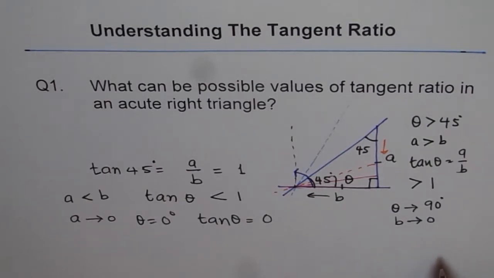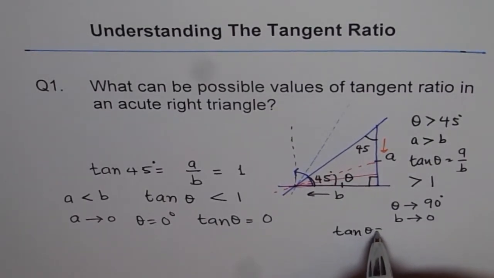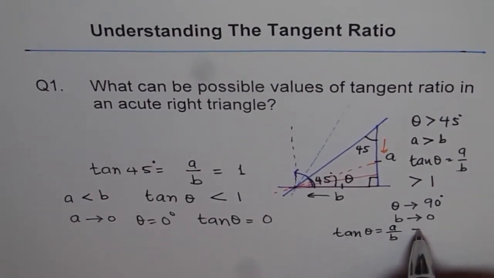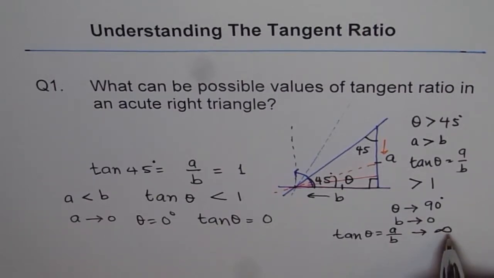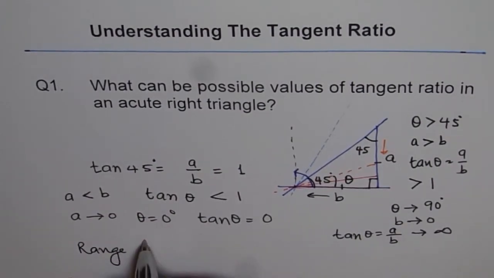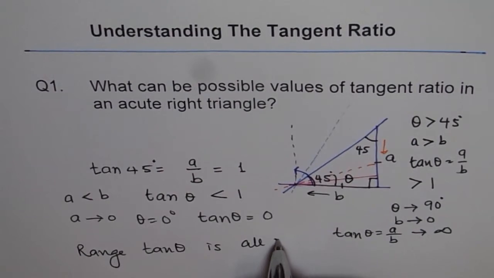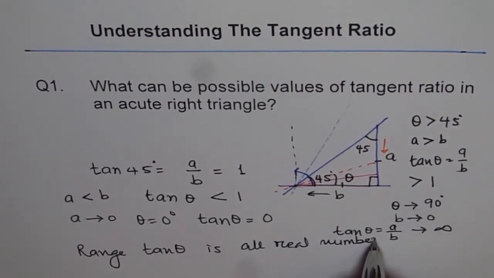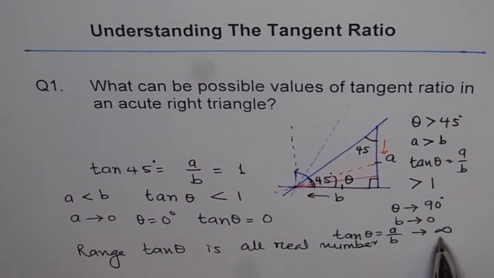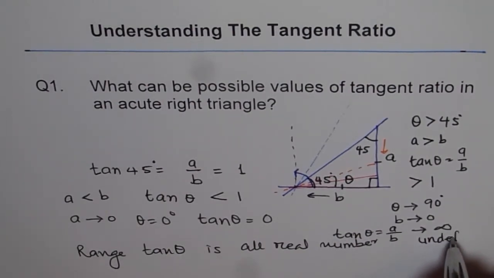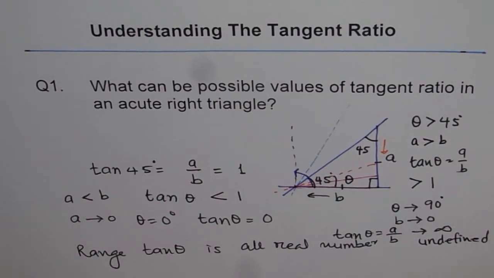So what is A over B? And we know tan theta is equal to A over B. As B approaches 0, tan theta approaches infinity. Do you see? Infinitely large. Therefore, what we can say is that the range for tan theta is all real numbers. Is all real numbers. Do you see that? All real numbers. So it could be from 0 to infinity. Of course, infinity is undefined. We say when theta is 90 degrees, tan theta is undefined because infinity is undefined. Okay? So, but what you can see here is that the range of tan is actually all real numbers.